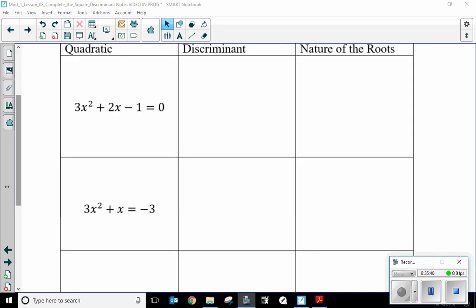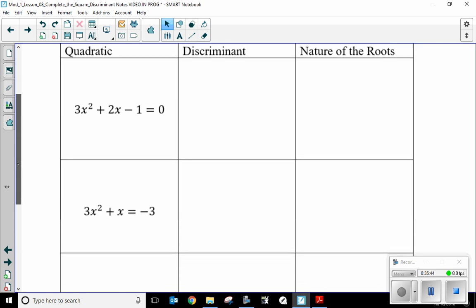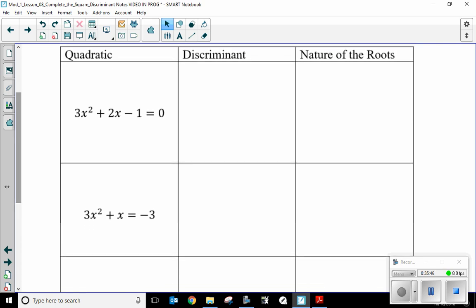So let's start practicing some of these problems right here. Now we're going to actually do this, and hopefully it becomes more clear to you. I've got my A value, my B value, and my C value. Remember, the discriminant is B squared minus 4AC.